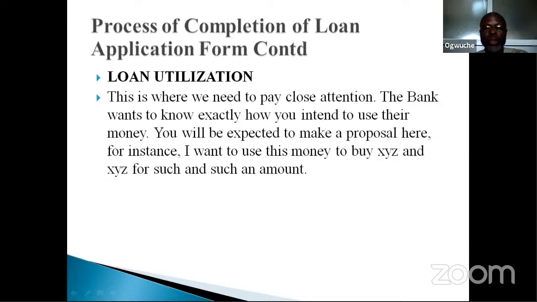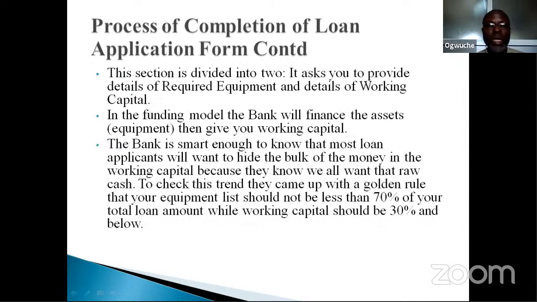Okay. So you indicate I want to use the money for ABCD or XYZ for such and such an amount. The section is divided into two. It asks you to provide details of required equipment and details of working capital.